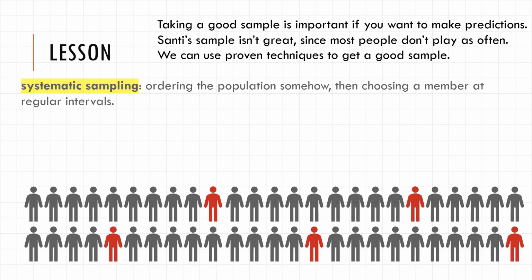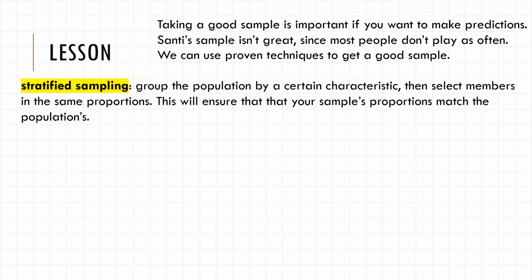We could also do something called stratified sampling. In stratified sampling, we group the population by certain characteristics. And then in our sample, we have to make sure that we are selecting members in the same proportions that characteristics separated our population by. This will make sure that your sample's proportions match the population.